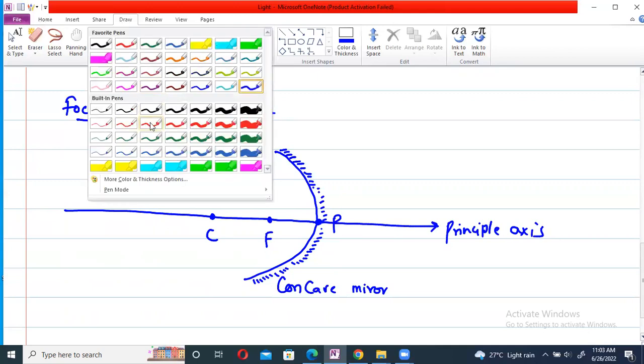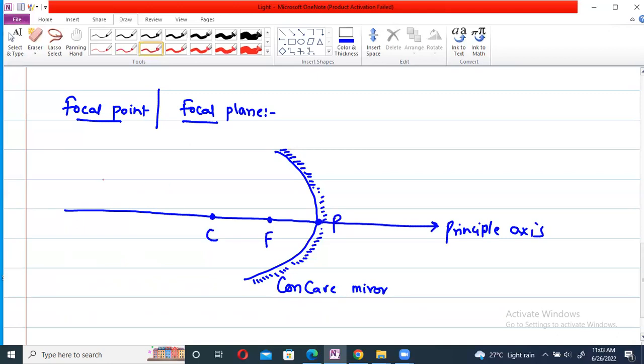Suppose one ray of light, see this ray of light, is incident on the mirror, meaning it is falling on the mirror, and this ray of light is parallel to the principal axis. After being incident on this concave mirror, it gets reflected, and the reflected light passes through one point which is on the principal axis.